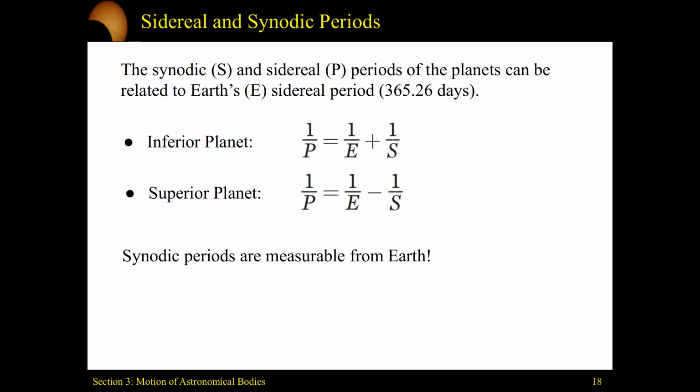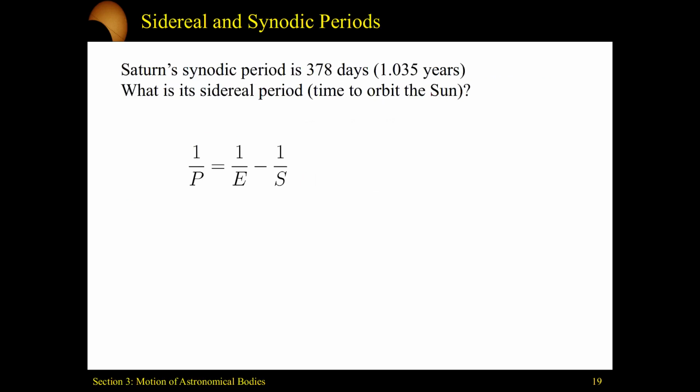Let's try and calculate the sidereal period of Saturn. As a reminder, Saturn will have a synodic period of 378 days, a little more than a year. And the synodic period is that time for Saturn and Earth to be in opposition, all lined up straight with the Sun. Since Saturn is a superior planet, we're going to use the minus equation, and we need to calculate Saturn's sidereal period. E will be Earth's period, 1 year, and S will be Saturn's synodic period, that time to be in opposition.